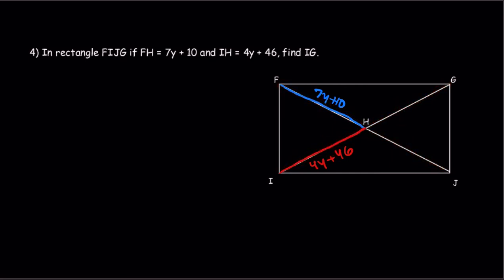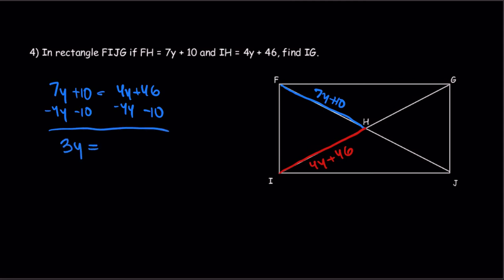So the first thing I'm going to do is set up a simple equation to solve for y. 7y plus 10 equals 4y plus 46. Let's subtract 4y from both sides, and at the same time I'll subtract 10 to move it over to the right side of that equation. 7y minus 4y is 3y. 46 minus 10 is 36. Let's divide both sides by 3. So y is 12.